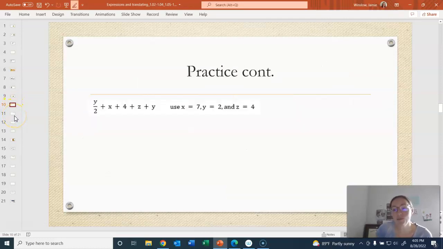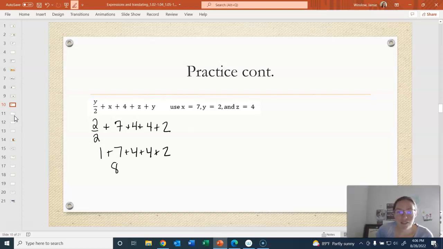So practice continues. They can get, I wouldn't say harder, maybe just longer. So you kind of have to keep track of everything. So y is 2, x is 7, z is 4, and y is 2. And now we can simplify the expression. 2 over 2 is 1. You can do this by hand or with your calculator. I'm just going to kind of start combining things, right? 1 plus 7 is 8, 4 plus 4 is 8, and 16 plus 2 is 18.